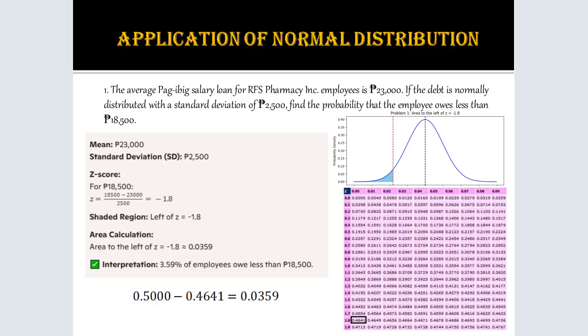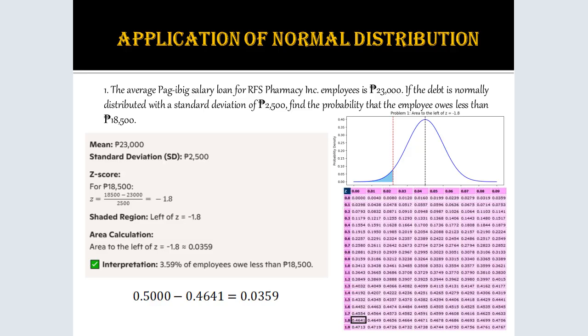Given mean is 23,000 and the standard deviation is 2,500. So we have to convert that first into z-score. So again, the z-score is equal to x minus the mean all over the standard deviation. And in this case, our x is 18,500. So if we're going to convert that into z-score, z is 18,500 minus 23,000 divided by 2,500, and that will give us negative 1.8.